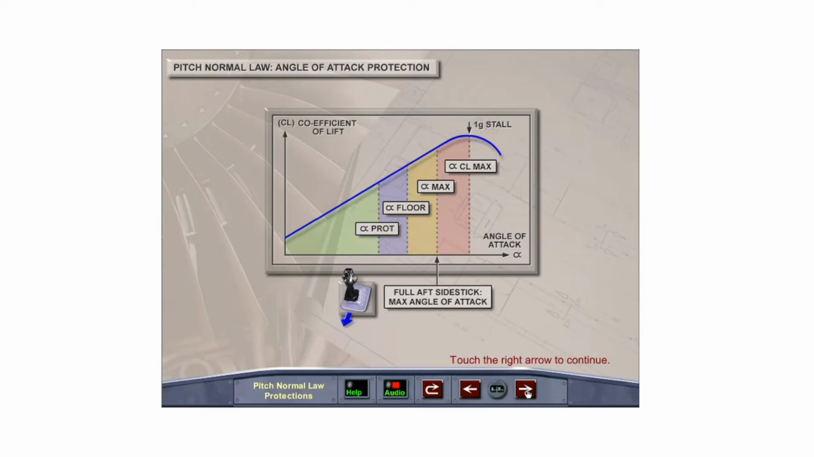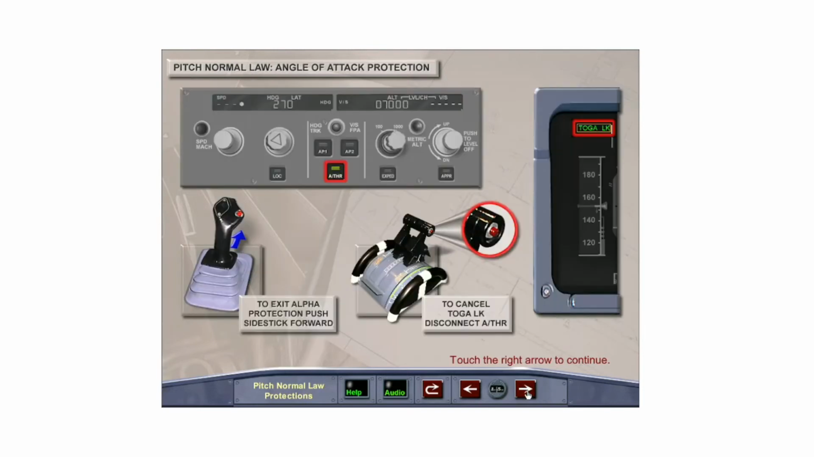Alpha prot, alpha floor, and alpha max are computed by the flight augmentation computers or FACs and vary depending on aircraft weight, configuration, and C of G. To exit alpha protection, the side stick must be pushed forward. When the aircraft exits alpha floor conditions, alpha floor will be replaced by the message TOGA LOCK on the FMA.